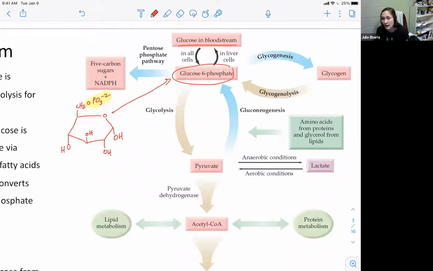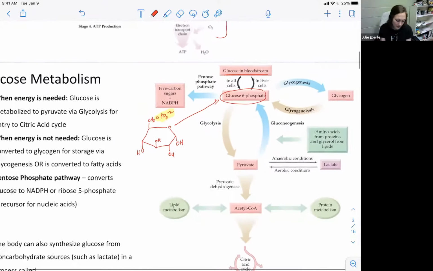You don't have to go right into the citric acid cycle if the body doesn't need energy. So this all depends on the conditions of our body, which are changing every day. They change every time you eat a meal. It changes when you go to sleep. It changes when you exercise, changing all the time.